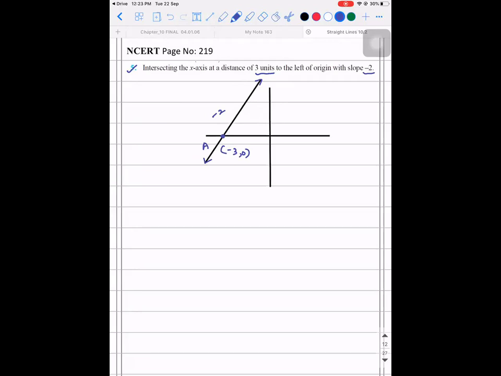There is a point A. So slope is minus 2. Solution will be what? y minus y1 is equal to m into x minus x1. Okay.